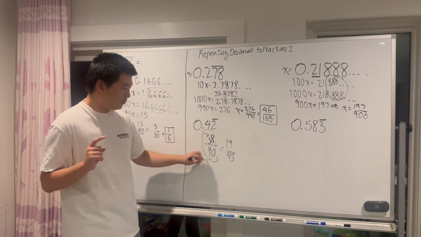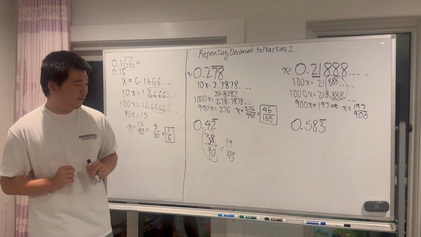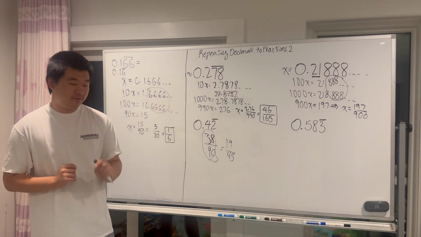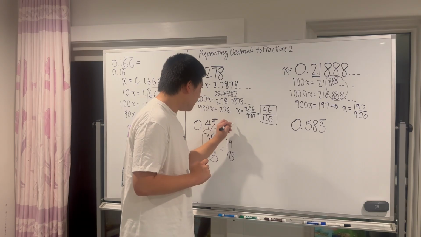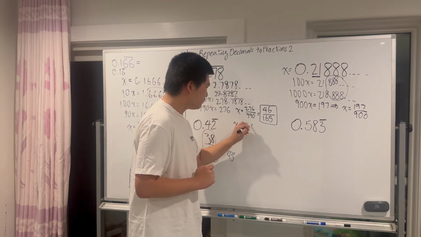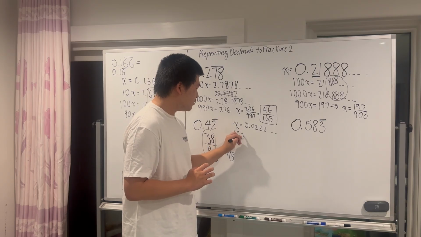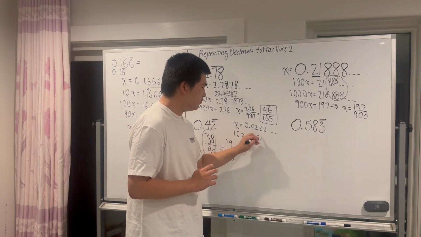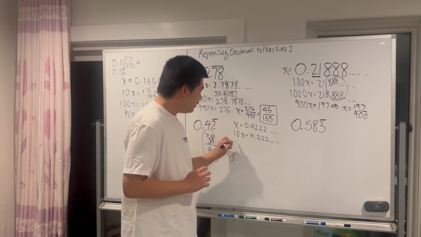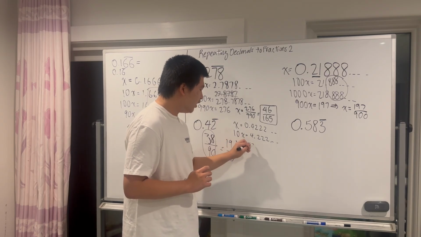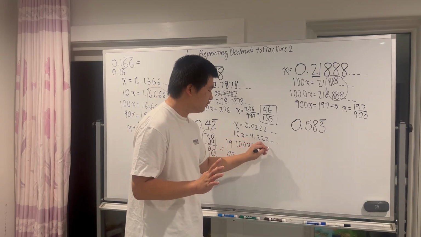But this is the important part. 38 over 90 is the important part. And if you don't understand this, let me just derive it for you once again. If we have x equals 0.42222, we multiply this by 10. So we have 10x equals 4.22222. We multiply it by 100, we have 100x equals 42.22222.